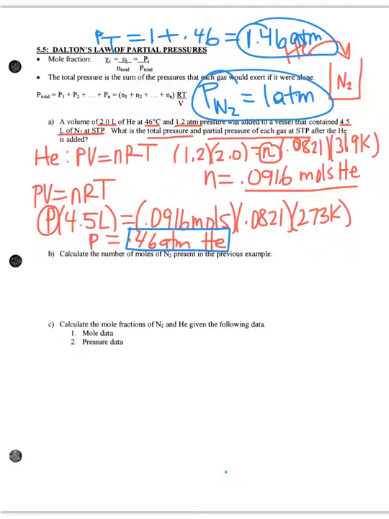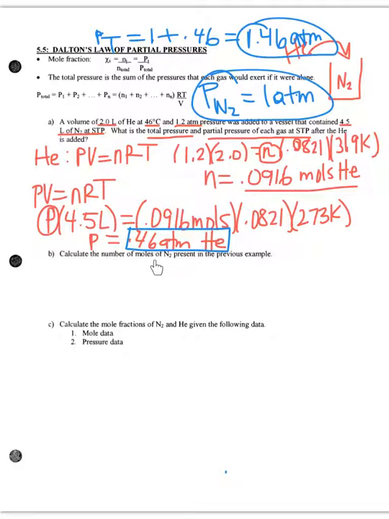So let's recap. Pressure of the helium was 0.46. Pressure of the nitrogen was 1 atm. We add both of those up together to get the total pressure of 1.46. All right, let's take a look at letter B.